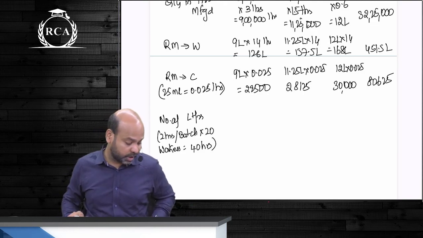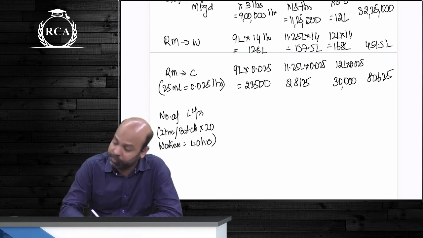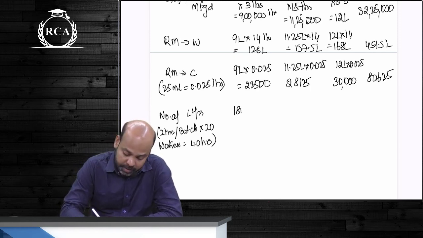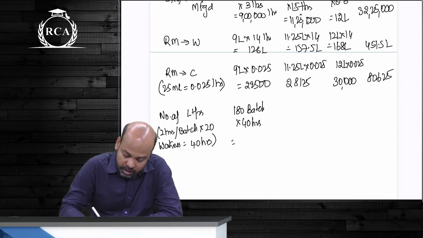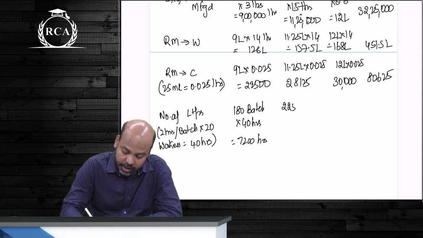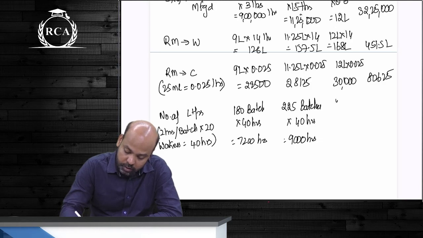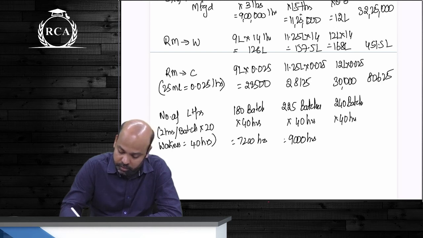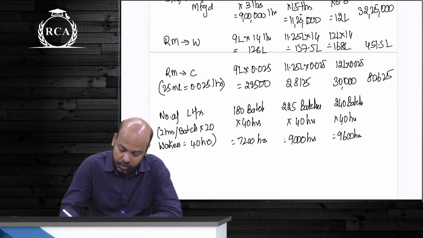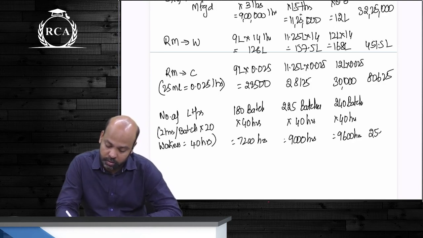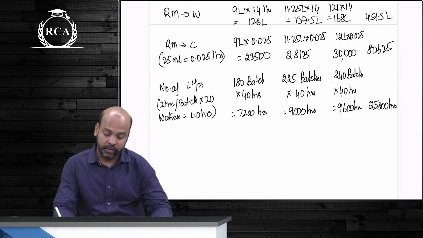So number of labor hours, guys. For the first one, how many will it be? How many batches? 180 batches into 40 hours, beta. 7,200 hours. Next, beta. 225 batches into 40 hours. 9,000 hours. Next, beta. 240 batches into 40 hours. 9,600 hours. All put together, 25,800 hours. That is the number of labor hours also done.